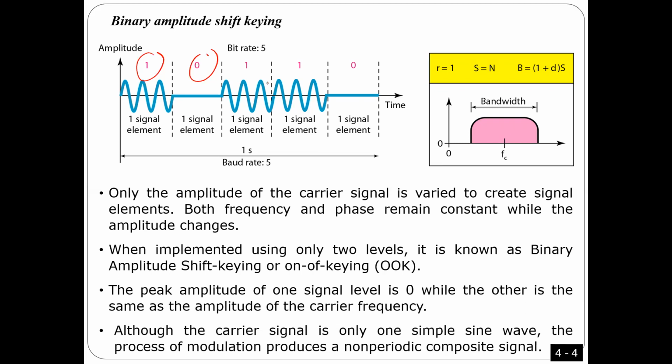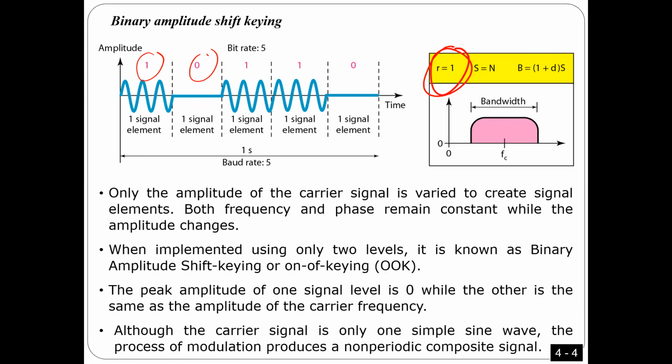So I have two different amplitudes, one for 1 and one for 0. Every time I want to transmit 1, I'm going to transmit this one. This is a signal element. You remember the signal element I explained to you before? Every signal element is going to carry only 1 bit. So if I ask you what R is, R is 1, because R is the number of bits divided by the number of signal elements. Every time I transmit 0, it's going to be this one, and every time I transmit 1, it's going to be the carrier frequency.